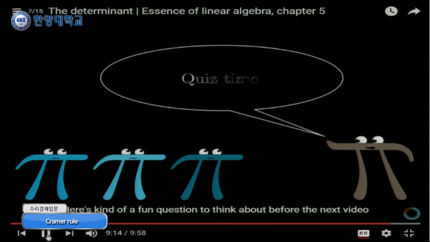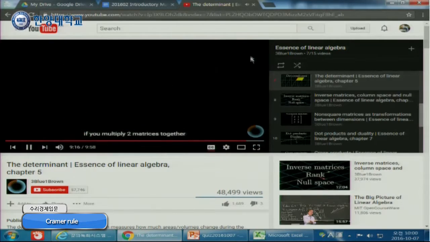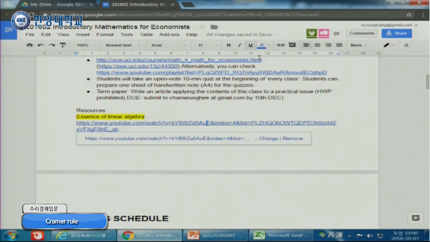Here's a fun question to think about before the next video. Have you ever wondered, by the way, in your life, why determinants look like that? This video exactly explains why the formula for determinants should look like that. Because it is the size of the area, it is the scaling factor.